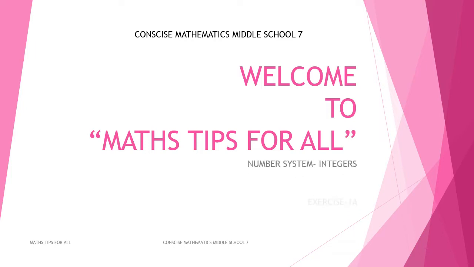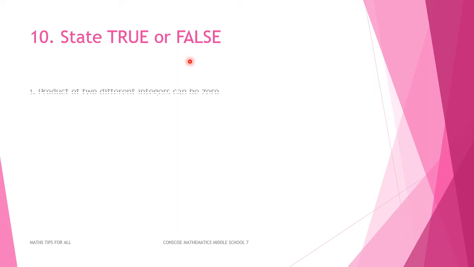Number System, Integers, Exercise 1A, Part 10. Today, let's solve state true or false, whether the statement is true or false. Our first statement is: the product of two different integers can be 0. Observe it clearly: it says "can be", so it might or might not be 0, right?